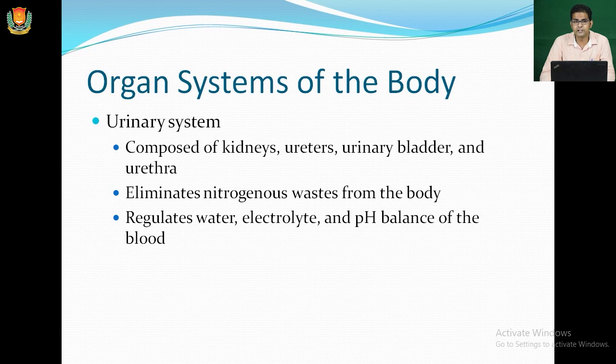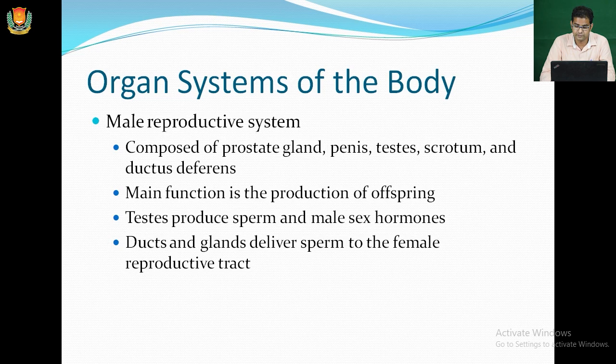So next is the urinary system. The urinary system is composed of kidneys, ureters, urinary bladder, and urethra. The most important function of the kidney is formation of the urine, and also the removal of nitrogenous waste from the body through the urine. It also regulates the water, electrolyte, and pH balance of the blood.